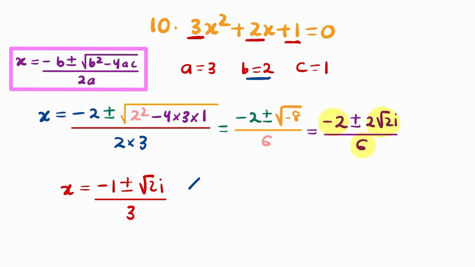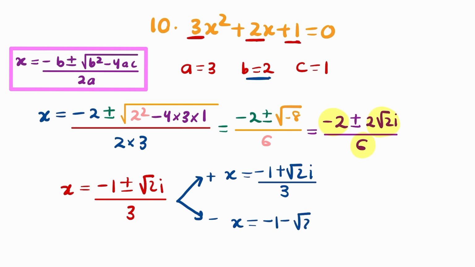So after that, we can get two solutions by taking the positive square root into one solution and the negative square root into the other solution. For the positive square root, we get x equal to minus 1 plus root 2 i over 3. And then if we take the negative square root, we get x equal to minus 1 minus root 2 i over 3. So these are the final answers to this equation.